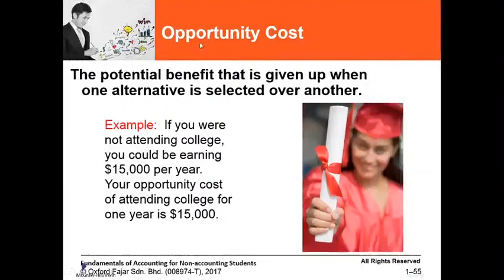Okay, for example, opportunity cost is the potential benefit that is given up when one alternative is selected over another. Let's say if you were to decide not to attend college, you could be working and earning 15,000 per year. Therefore, your opportunity cost of attending college for 1 year is $15,000. It means that if you attend college, you will lose the opportunity to obtain 15,000. But if you don't go to college, you could actually get 15,000 per year as your salary. So that is considered as opportunity cost.